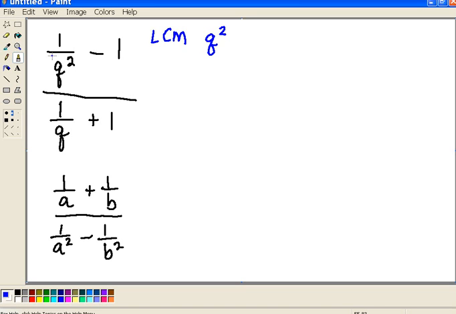Now once I come up with my LCM, I want to make sure that I multiply every single term by the LCM. Otherwise, I change the problem. And that includes numbers like 1. I have to also multiply that by the q squared. For the most part, students remember to do the fractions, but they forget the whole numbers.